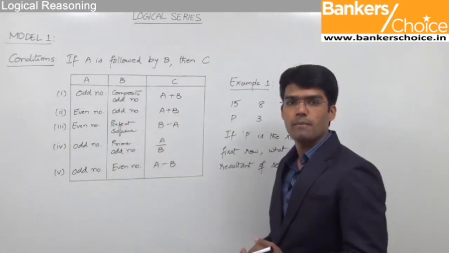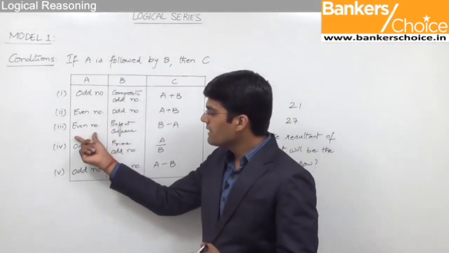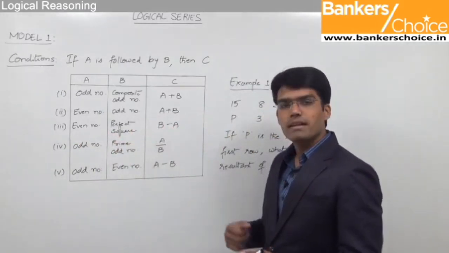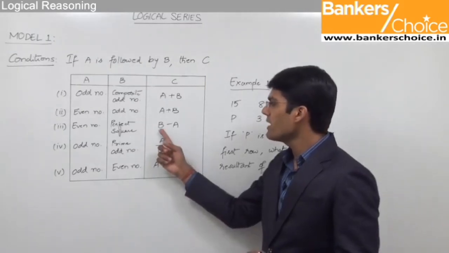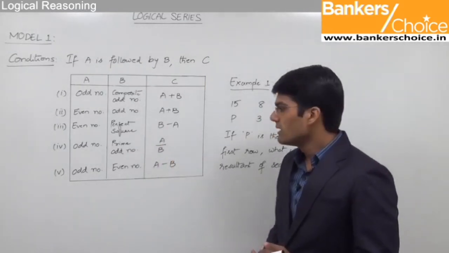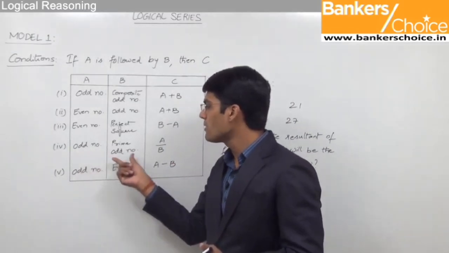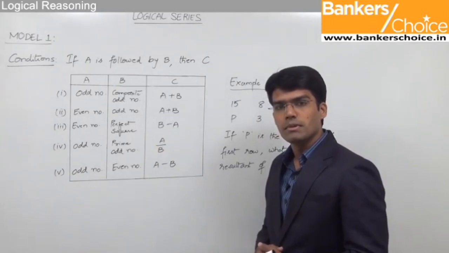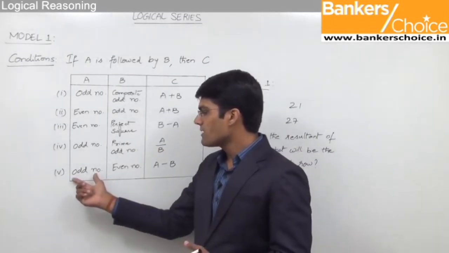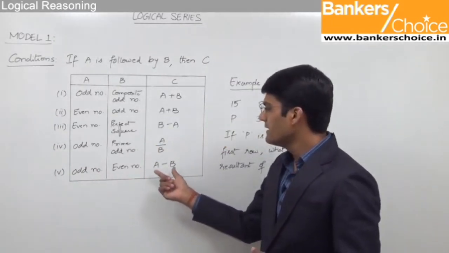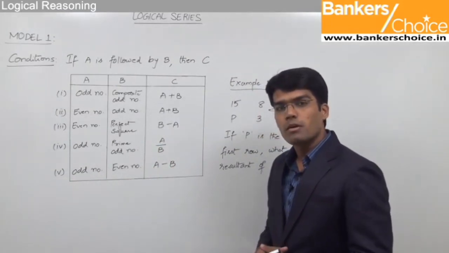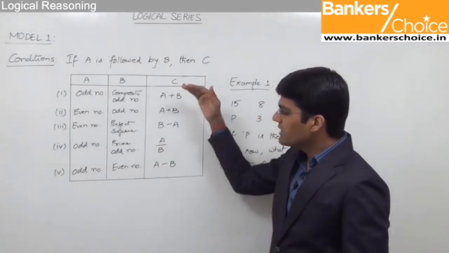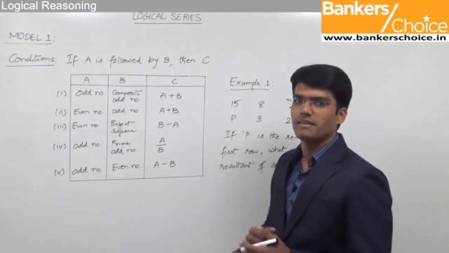be added again. The third condition is if an even number is followed by a perfect square, then the even number should be subtracted from the perfect square. That is perfect square minus even number. The fourth condition is when an odd number is followed by a prime odd number, then the odd number should be divided by the prime odd number. And the last condition is if an odd number is followed by an even number, then the even number should be subtracted from the odd number. That is odd number minus even number. So based on these 5 conditions, we are supposed to solve the question here.